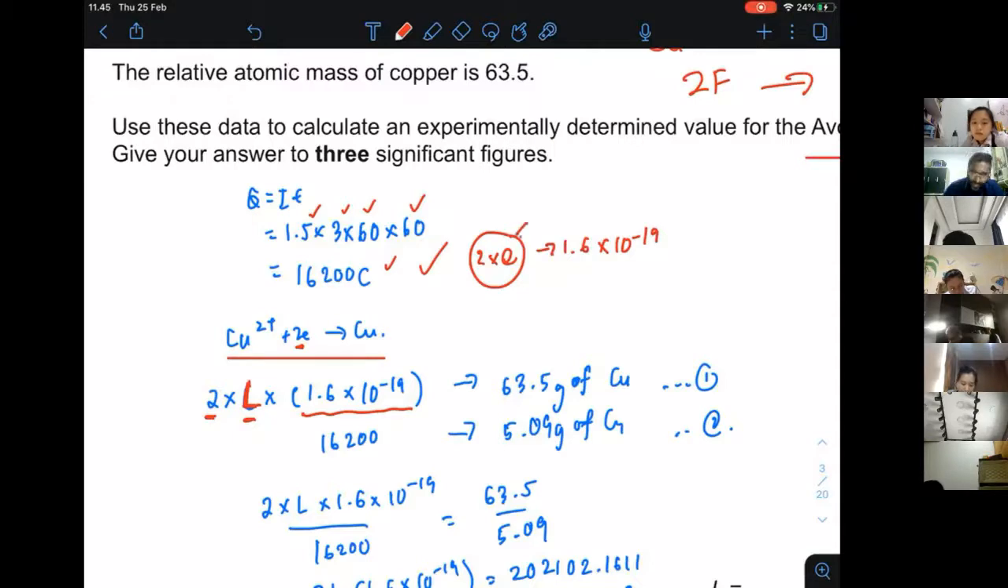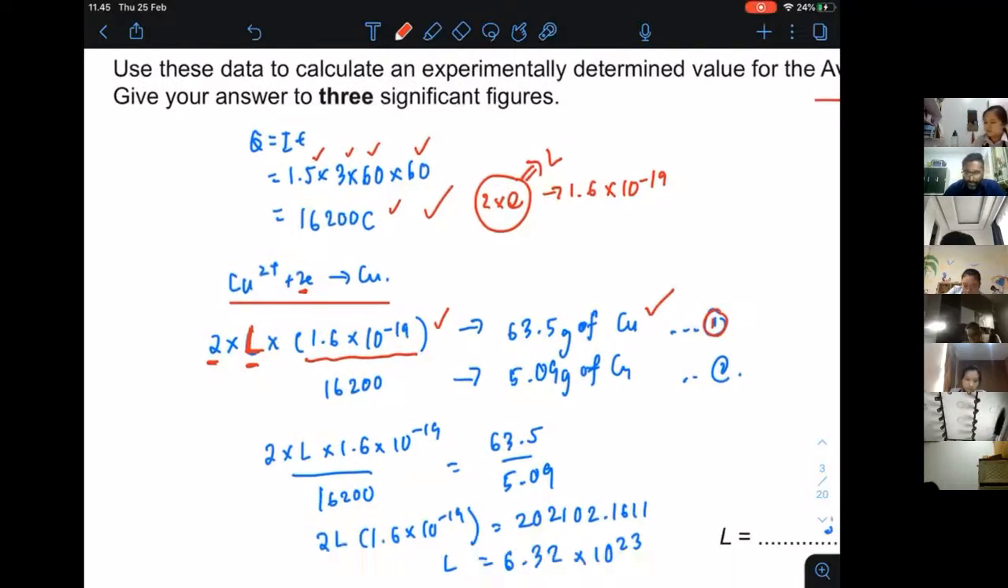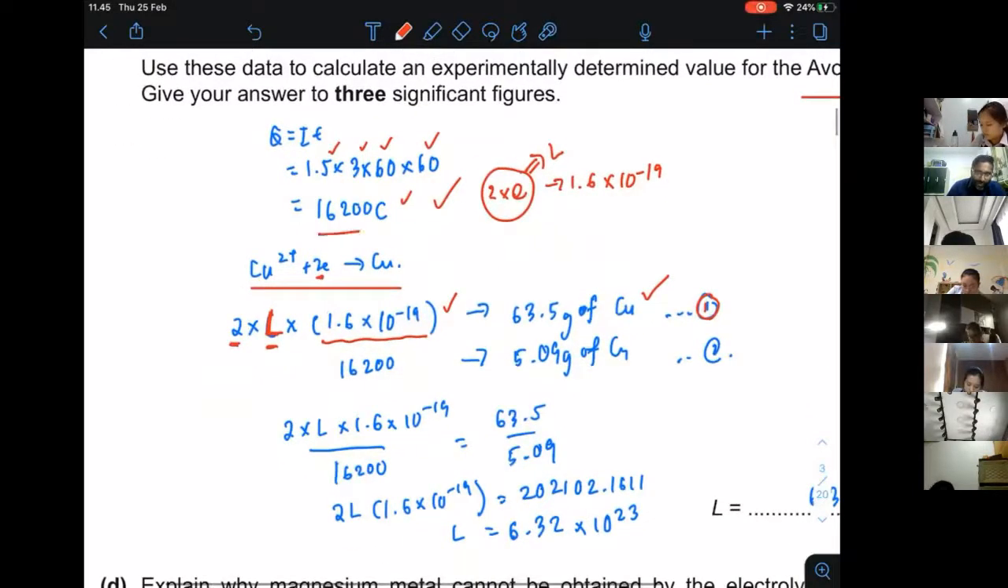So they represent using L, which is your Avogadro constant, and that will result in formation of 63.5 gram of copper, which is 1 mole of copper. Okay, so that's your equation number 1. Your equation number 2 is resultant to what you have.